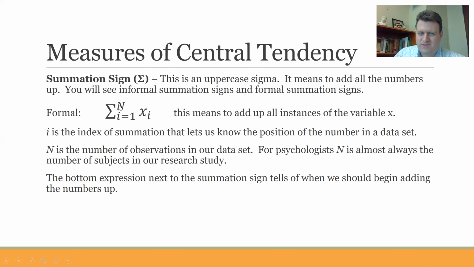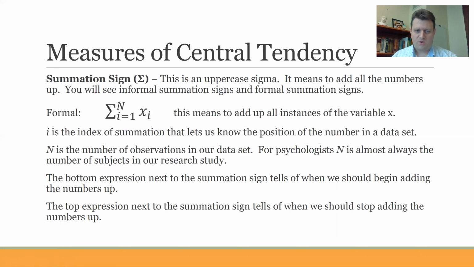The bottom of the summation tells us where we should start adding the numbers up. This is telling us we should start adding the numbers up at the very first number, when the index of summation is 1. That is the very first number in our data set. The top number tells us when we should stop adding things up.